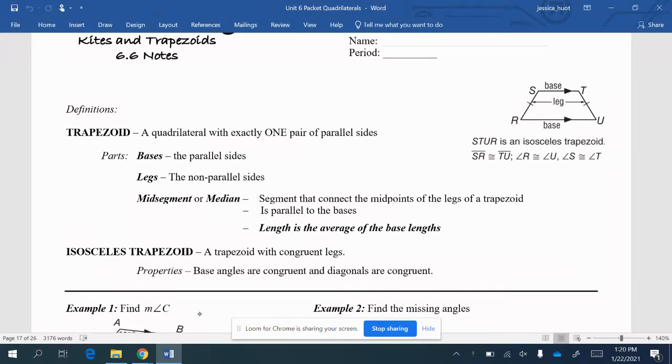And then we have this mid-segment or median. It's a segment that connects the midpoints of the legs of a trapezoid. It's parallel to the bases, and the length is the average of our bases. So basically, the mid-segment is 1/2 the two bases added together. So to find the mid-segment, it's 1/2 of both of our bases.